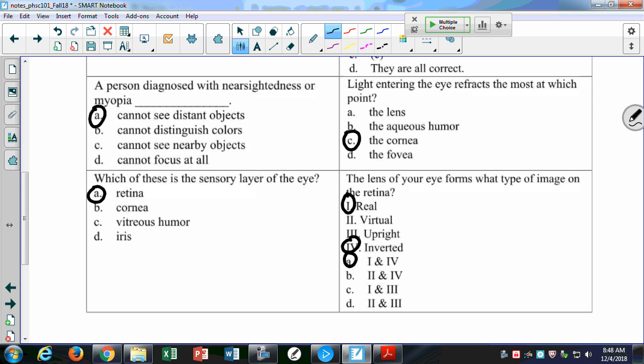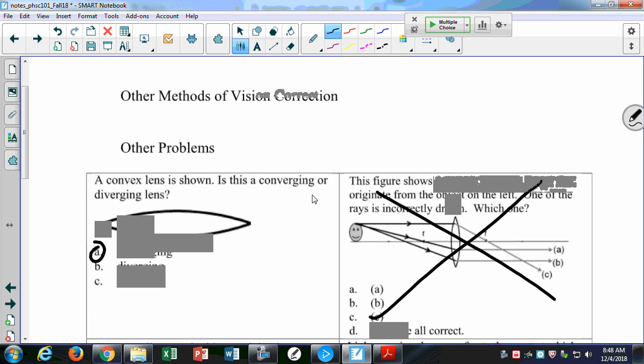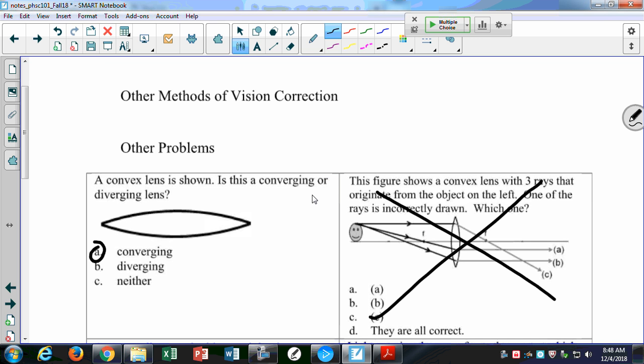Alrighty? And there are 2 sections in your book. Other methods of vision correction and other problems not on the test. I don't know what pages those are, but those are the headings. Other methods and other problems not on your test. Alrighty? Listen, I'll be around a lot in the next week or so. So if y'all, as you're studying and preparing, if you need help, if you want to sit down and sort of knock around ideas or get help with particular topics, I'm available.